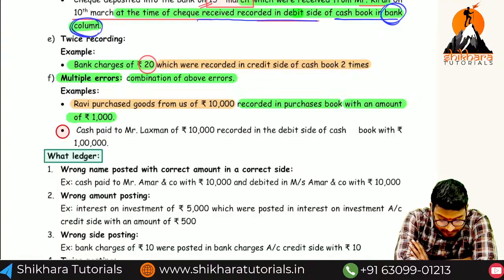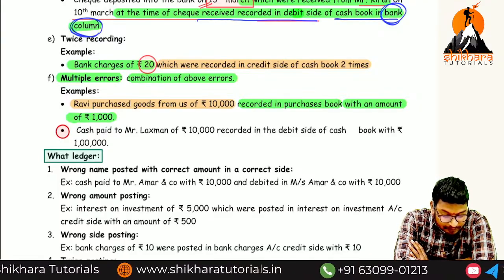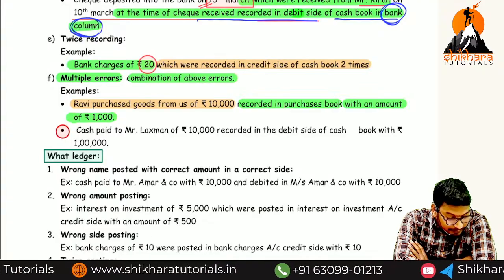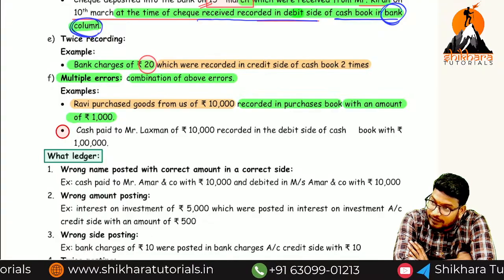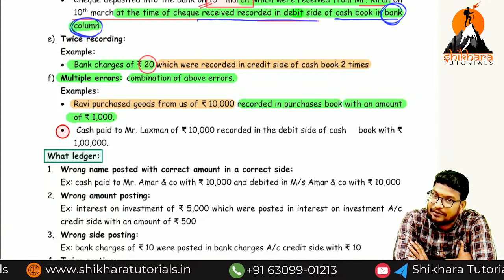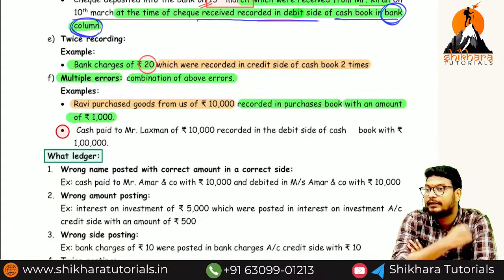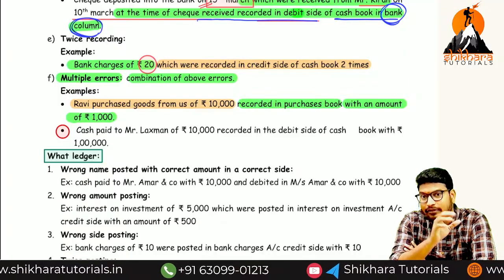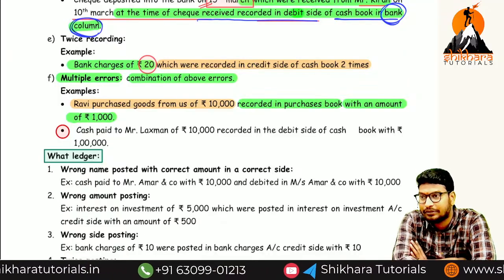What is the transaction, ma? Cash paid to Mr. Lakshman of rupees 10,000 is debited to the cash book with rupees of 1 lakh. Okay. Cash payment should be debited or credited? Credited. But unfortunately, what he is doing? Debit. So the side also we need to cancel and the amount also we need to cancel.